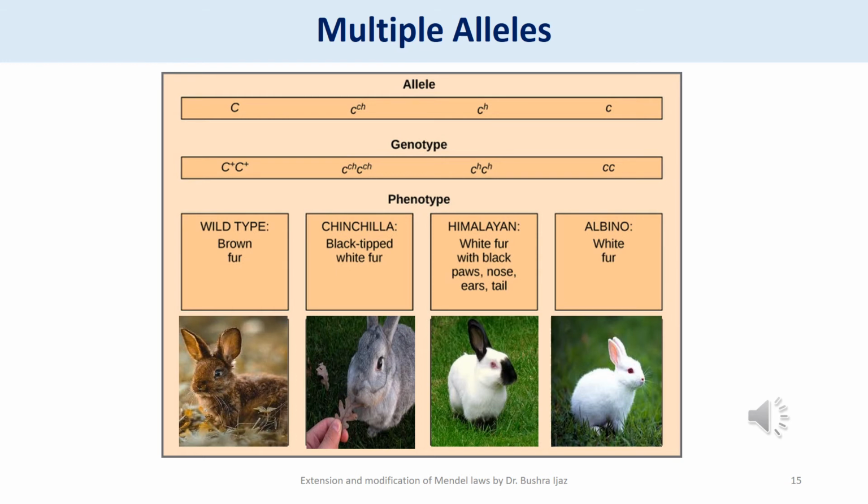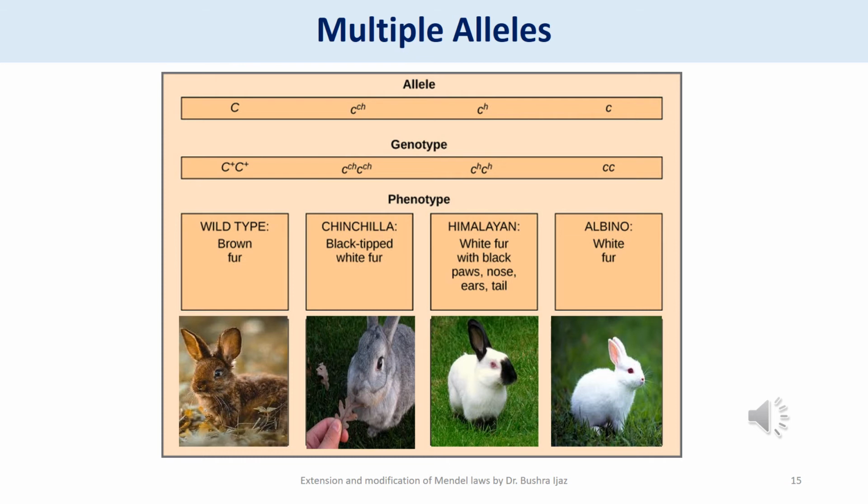Now here, in the case of coat color in rabbits, we have four alleles that exist for this gene. We are going to call this gene C. As you can see in this diagram, we have capital C, which is the wild type. Then we have small c, which is a variant, and the variant types can have a plus sign on them, and you also see that some of them have a small h on them, and some of them have a lowercase ch on them.